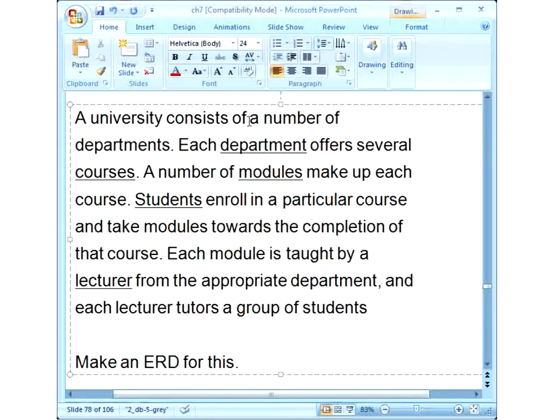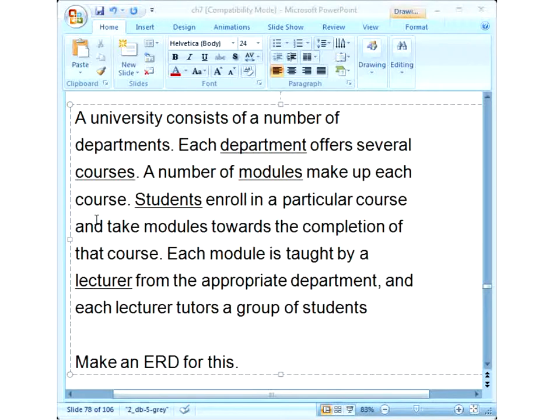From all this text, we first identified which are the things in it which have certain attributes. So the underlined words in this text, like department, courses, modules, students, and lecturers, are the entities in your entity relationship diagrams. Before going into more details, I have identified all the entities. Department, course, module, student, and lecturer are entities, right? After identifying entities, you identify the attributes of these entities. For example, every department has a department ID and its name.